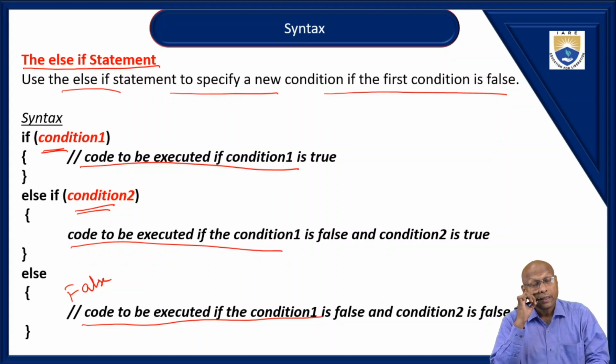The final else will work whenever the first condition fails, the second condition fails, the third condition fails. If all conditions fail, then finally the control will reach the else block. This is called the else if statement. So Java supports all types of statements. So for this, we'll write a program also. First, we'll go through the syntax.